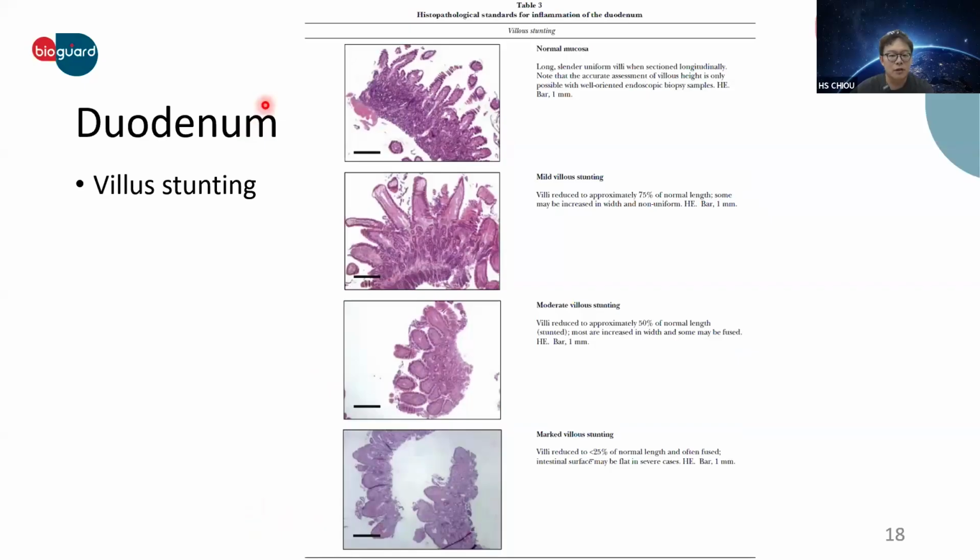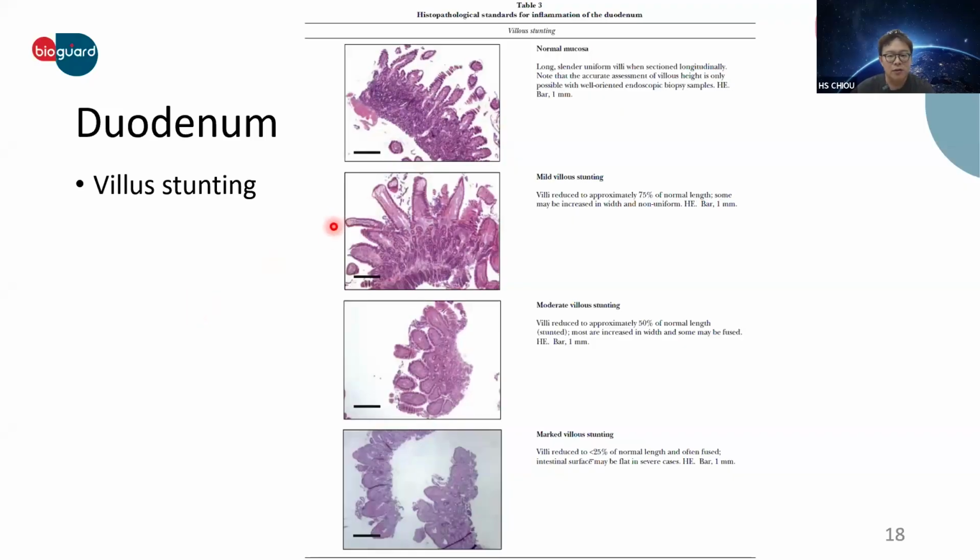This slide shows villi stunting, another key feature when assessing intestinal inflammation. In normal mucosa, villi are long, slender, and uniform, indicating a healthy absorptive surface. Proper orientation is important for accurate evaluation.